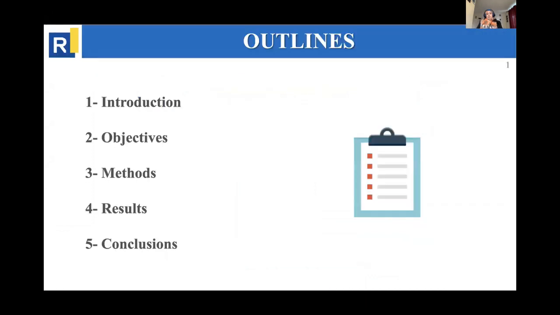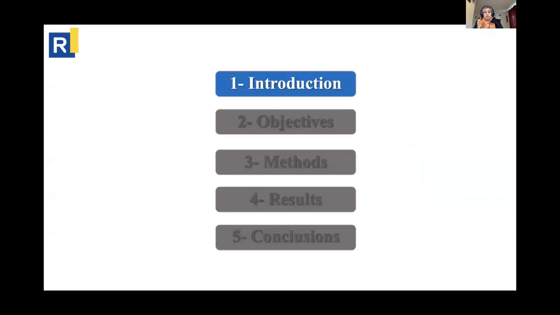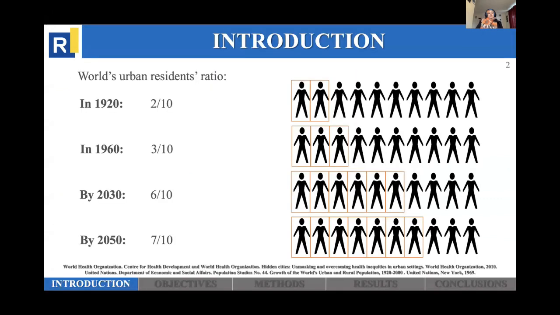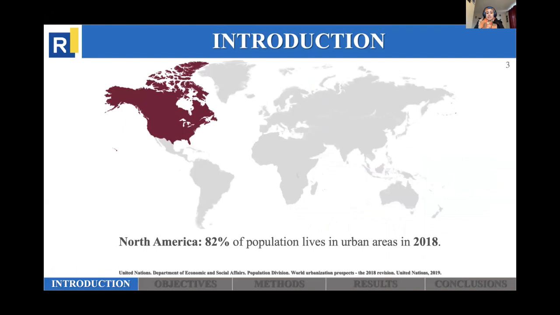So I'll start with a brief introduction about the research topic that I've been doing, the objectives of the research, methods and the results, and we'll end up with some brief conclusions. The world's urban residence ratio has been increasing, and it is expected to reach 70% by 2050. North America is not excluded from this urban sprawl, with 82% of its population living in urban areas.